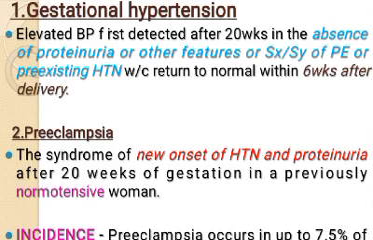2nd, preeclampsia. The syndrome of new onset of hypertension and proteinuria after 20 weeks of gestation in a previously normotensive woman. Incidence: preeclampsia occurs in up to 7.5% of pregnancies worldwide. There are 2 types of preeclampsia, mild and severe.